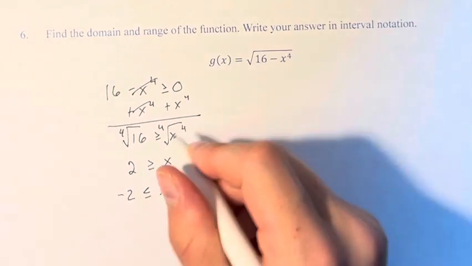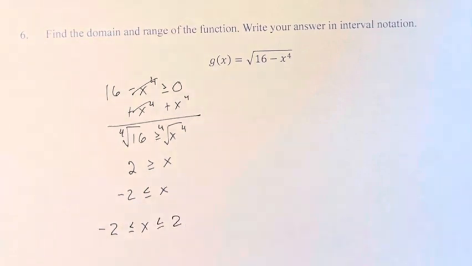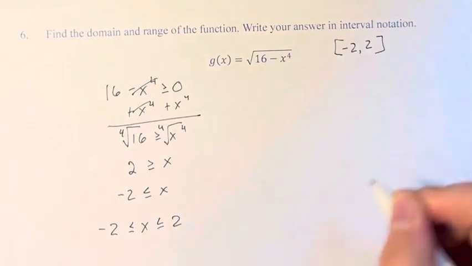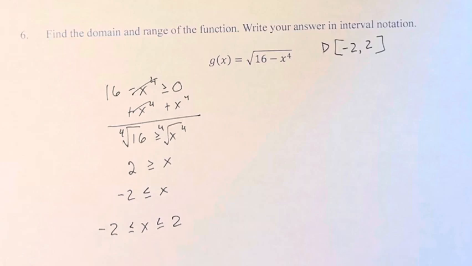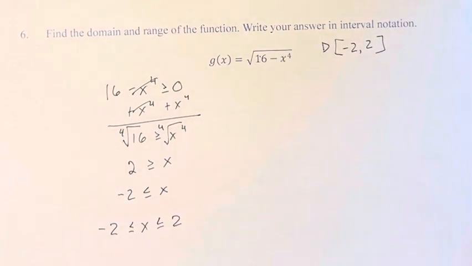So combining these two together, negative 2 is less than or equal to x, which is less than or equal to 2. This is the domain, which we can write as negative 2 to 2 inclusive. The range is all the values that this function hits within this interval.